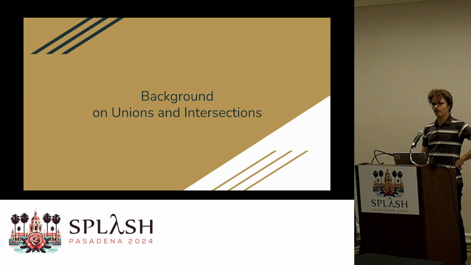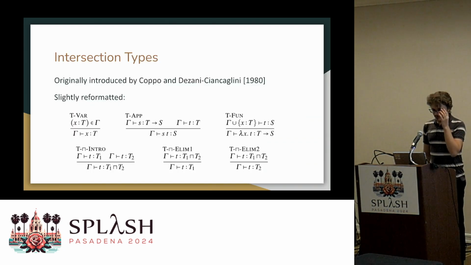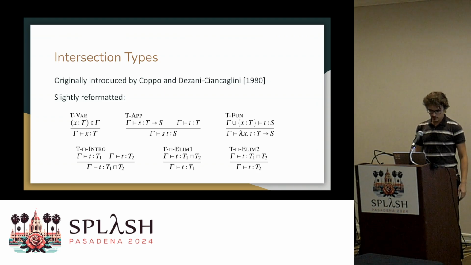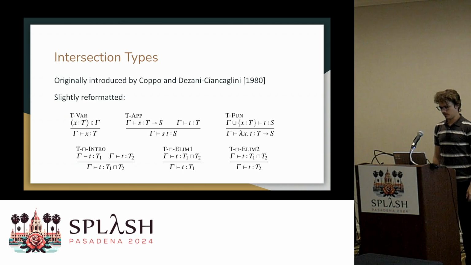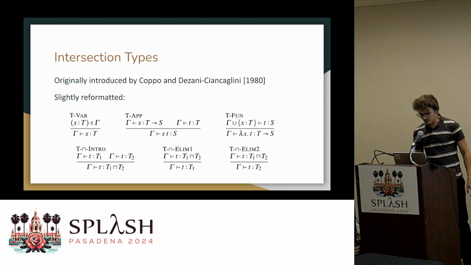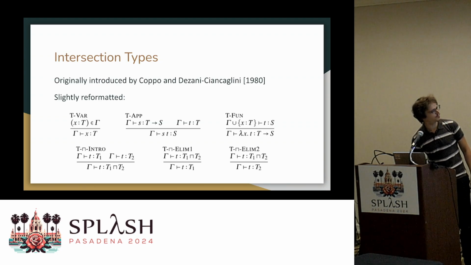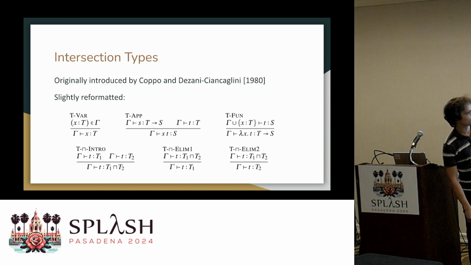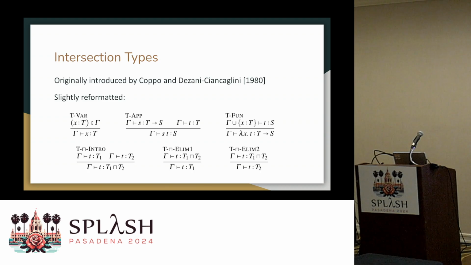a little bit more formal background. So intersection types can be summarized in this short slide as the following typing rules. These are mostly slightly reformulated rules from those given by Coppo and Dezani-Ciancaglini in 1980. What these rules say is that you have the normal rules for functions and applications, and then you have intersection introduction, where if some term t can be typed as T1, and it can also be typed as T2, then you can type t as the intersection.